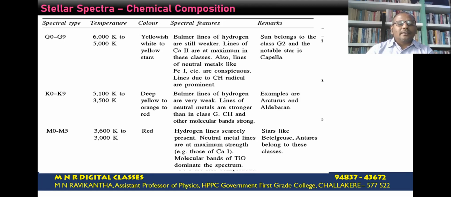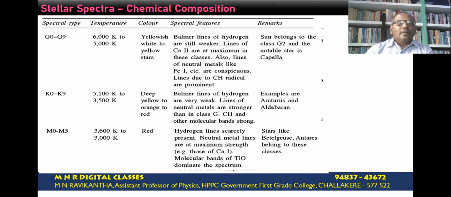Next one is the K class, K0 to K9. The surface temperature of these stars varies from 5,500 Kelvin to 3,500 Kelvin. And the color varies from deep yellow to orange to red. The Balmer lines of hydrogen are very weak in this spectral class. And examples of this class are Arcturus and Aldebaran.